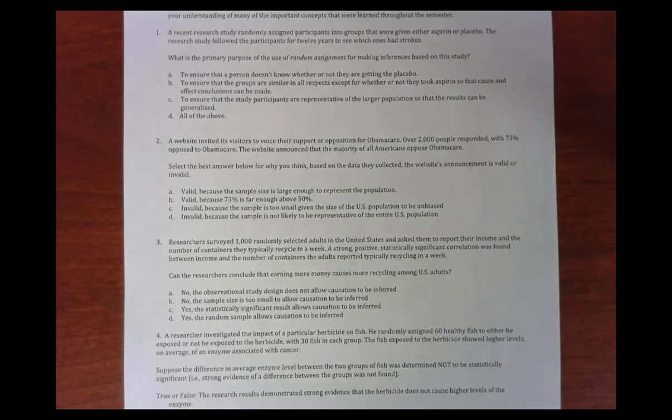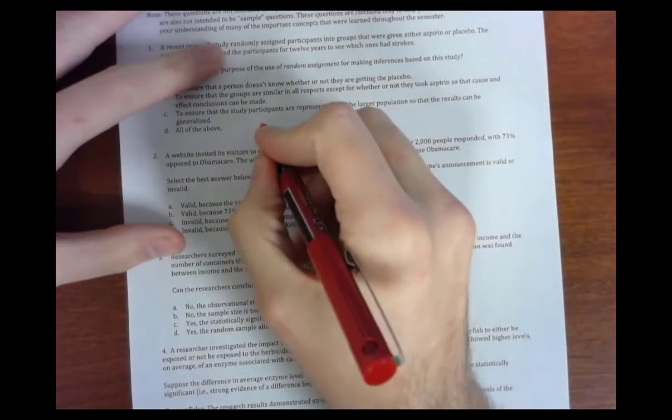So it says a research study randomly assigned participants into groups that were either given placebo or aspirin. The research study followed the participants for 12 years to see which one had strokes. We know what is the primary purpose of random assignment. So you want to remember that we have two different types of randomization.